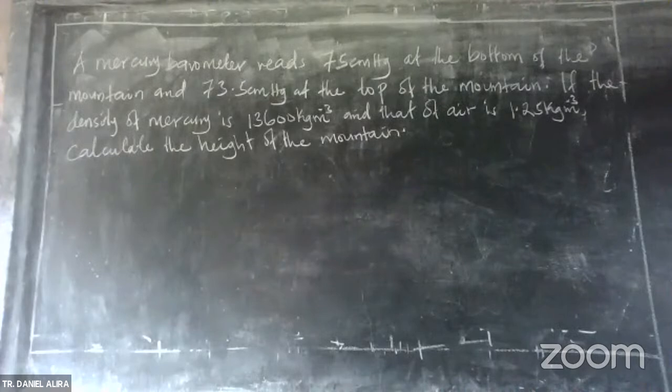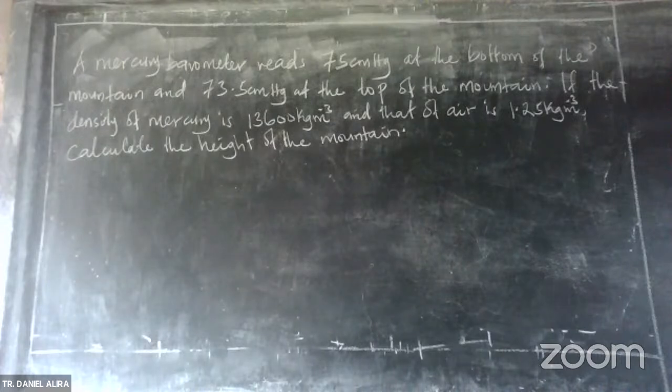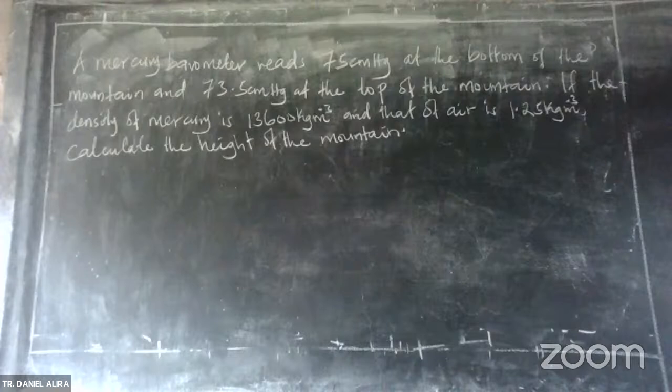A mercury barometer reads 75 centimeters Hg at the bottom of the mountain and 73.5 centimeters Hg at the top of the mountain. If the density of mercury is 13,600 kilograms per meter cubed and that of air is 1.25, calculate the height of the mountain.